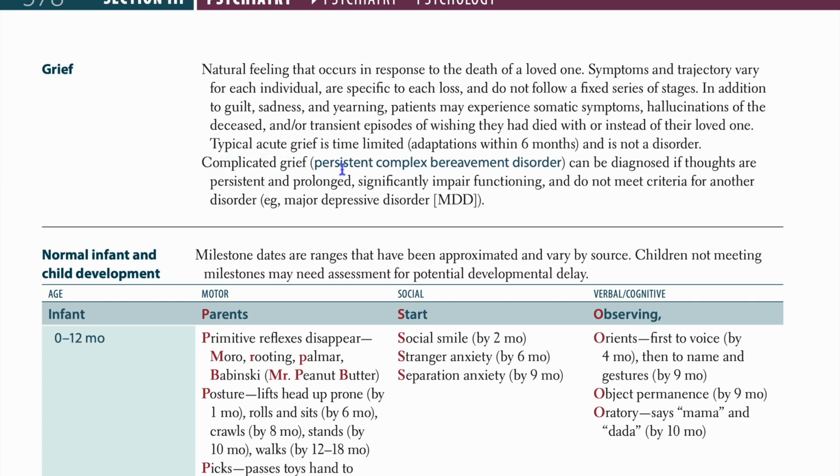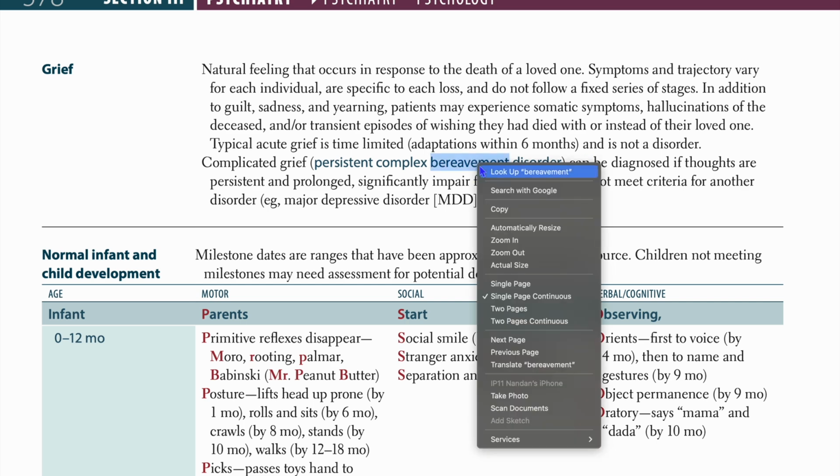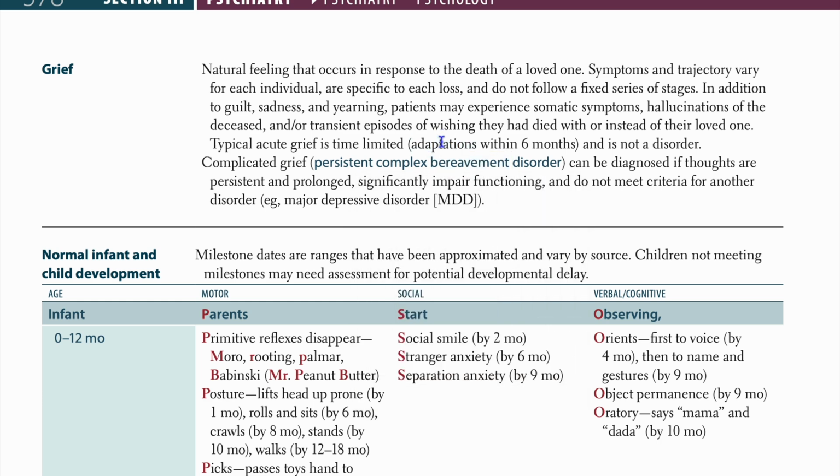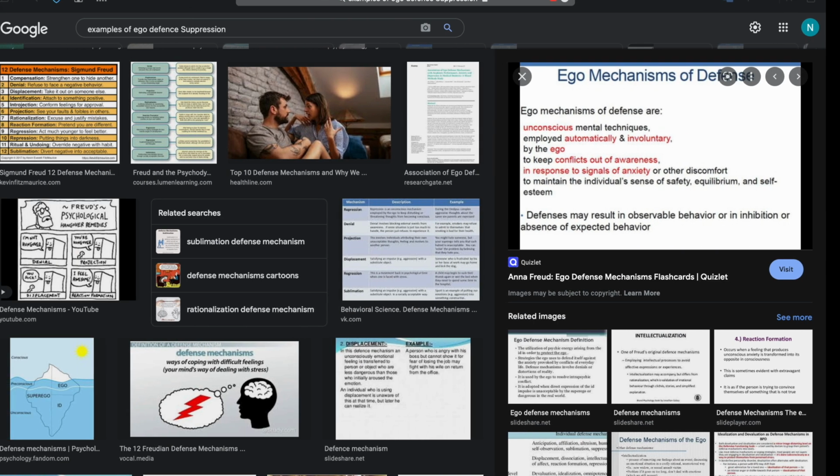Complicated grief, so persistent complex bereavement disorder. Bereavement is the fact or condition of being bereaved. There is no right way of explaining. So we need to know what bereave means. It's just grieve, actually.